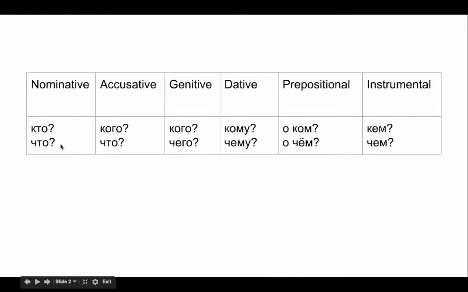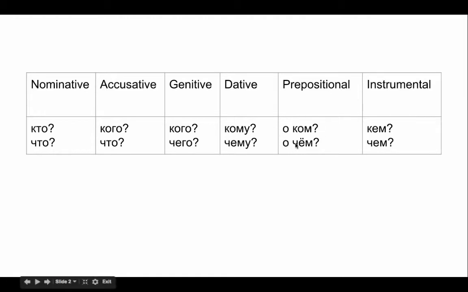Nominative, кто, что. Accusative, кого, что. Which makes sense, right? Because it's like nominative when it's inanimate, but it's like genitive when it's animate. Genitive, кого, чего. Dative, кому, чему. Prepositional, о ком, о чем.